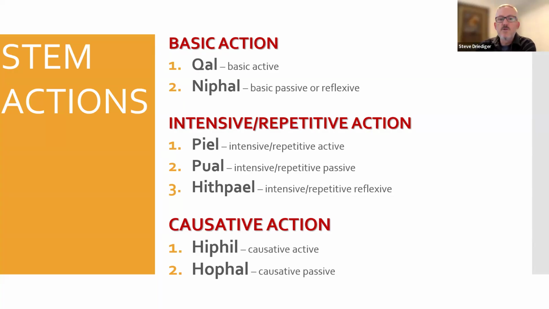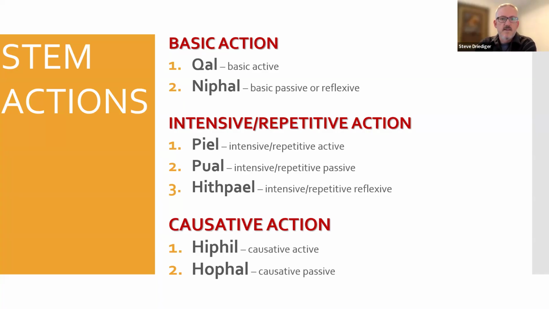The Pual stem is that same intensive or repetitive, but now it's passive. So if we were, again, to do the ridiculous thing and take this verb qatal, to kill, and put it into a Pual stem, you would have something like he brutally killed himself, or he repeatedly killed himself, which of course you can't do, but that would be the example of how that stem works.